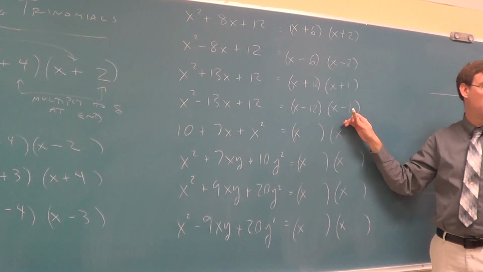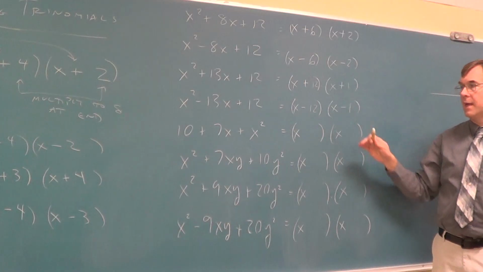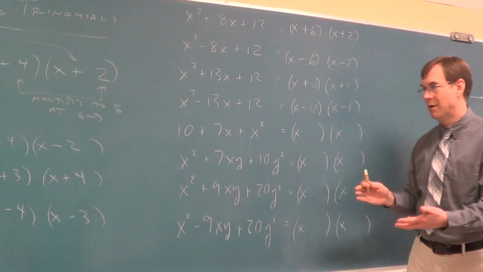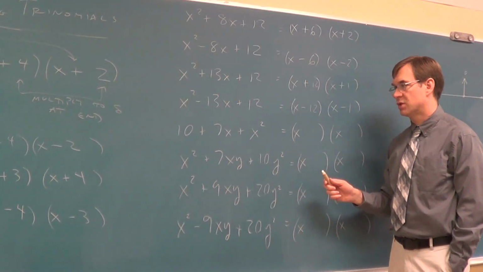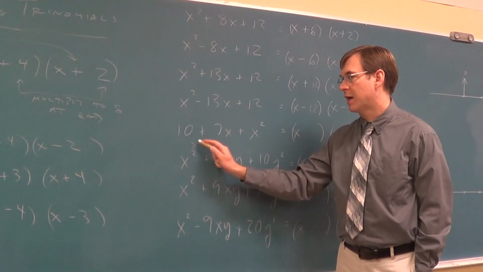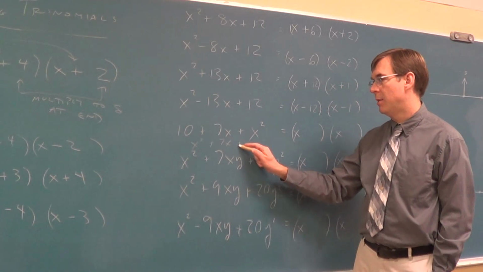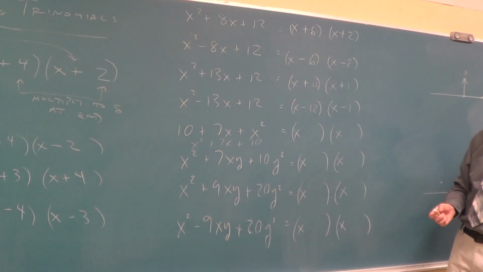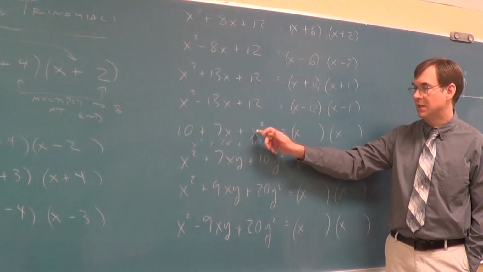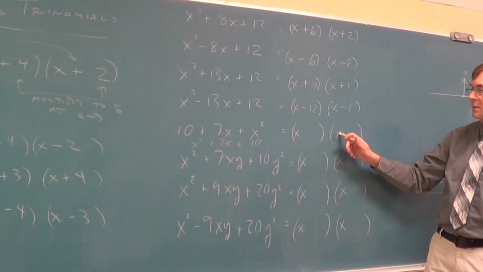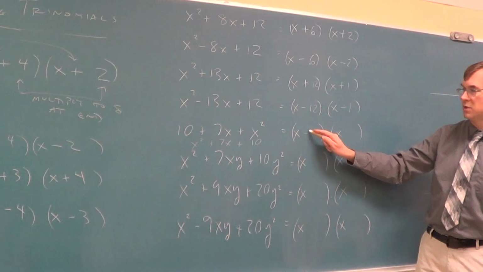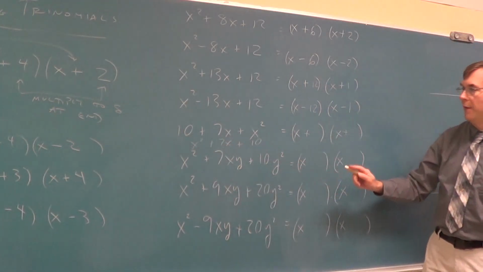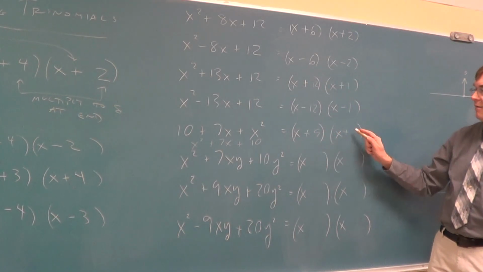Anybody not with me for how we pulled that? Okay, then I got mean. How'd I get mean on the next one? You swapped it. I swapped the order up. So if that makes you uncomfortable, just swap the order back. Put the x squared first, keep the 7x in the middle, put the 10 last. If that doesn't make you uncomfortable, then just live with it, it's fine. It doesn't matter what order it's in. The x squared still came from x and x. The signs are still pluses because of the sign on the middle term. And then the number pair is 5 and 2.